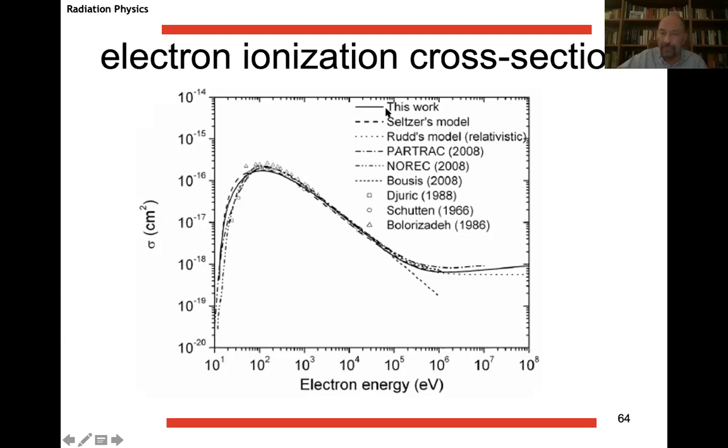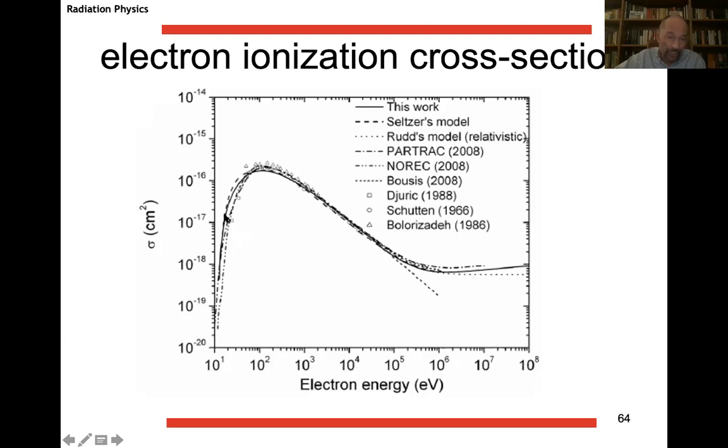You see, this comes from a recent work. This solid line is this new model, and there are not many experimental data. As you see, these points are experimental data of the ionization cross-section where the model can be benchmarked. As you see, there are several models here. Partrac and Norec are Monte Carlo models. Rudd, with the relativistic correction, is more of an analytical model, and the same for the Seltzer model.